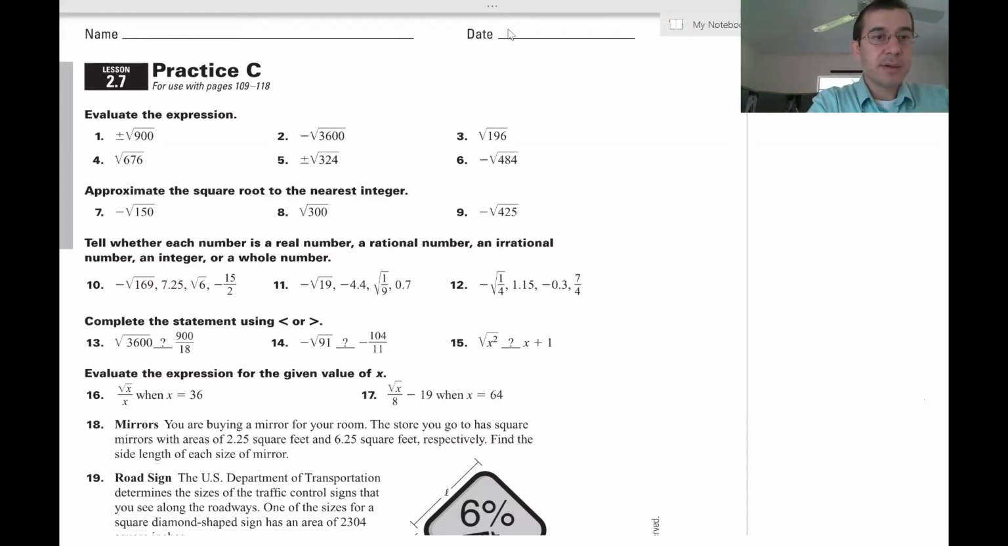Number one, plus minus square root of 900. That's square root of 9 is 3. And then 2 zeros within the square root convert to 1 zero outside of it. So plus minus 30. Number two, we have minus square root of 3600. That's 6 times 6 is 36, and then 2 zeros, 1 zero here outside, so minus 60.